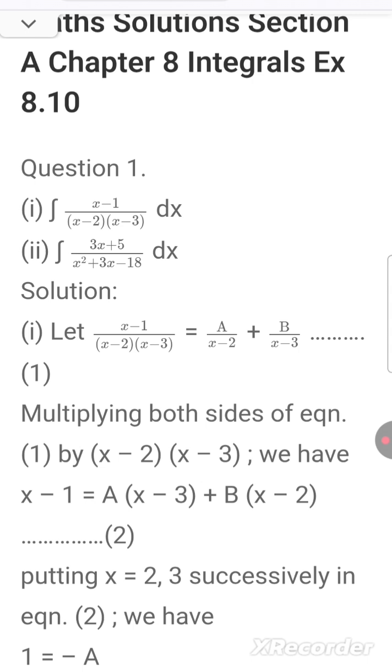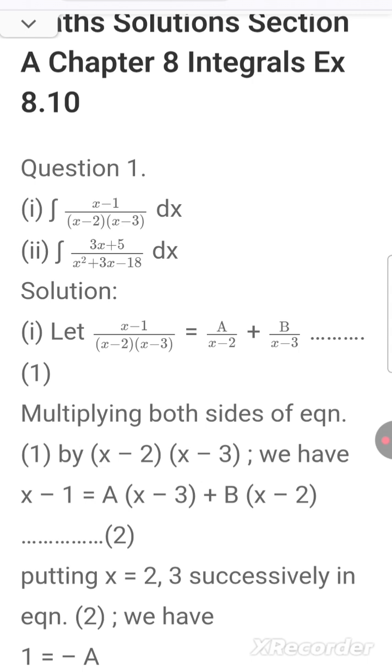been explained before. So an improper fraction means the degree of the denominator is less than the degree of the numerator, and a proper fraction is where the degree of the numerator is less than that of the denominator. So first we are going to start with exercise 8.10 of ML Agarwal, sum number 1, part 1.